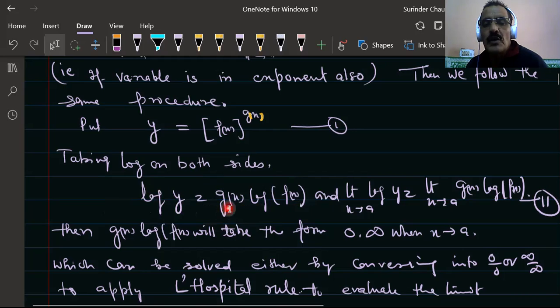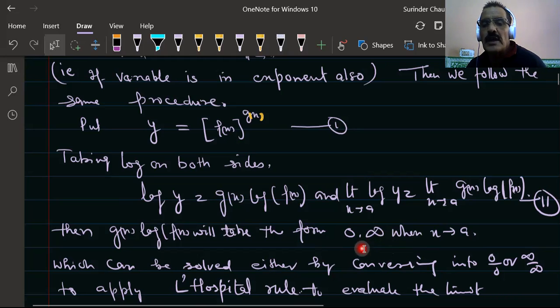Now if we substitute the limits of the product, on the right hand side, if you replace x by a in both the product functions, we will get the form 0 into infinity. This is the 0 into infinity type of form.